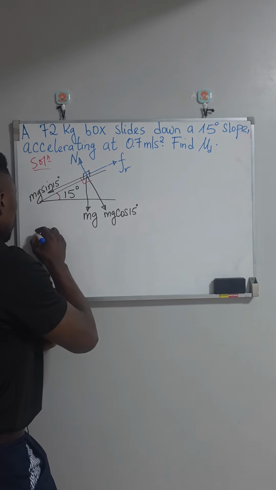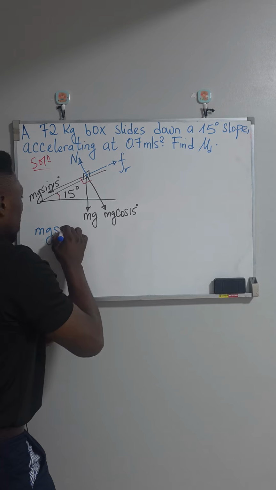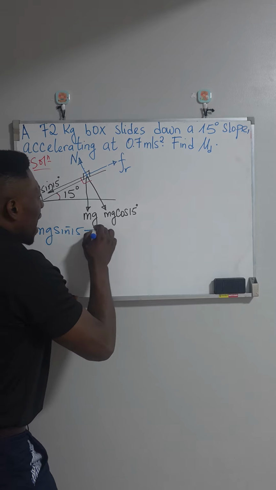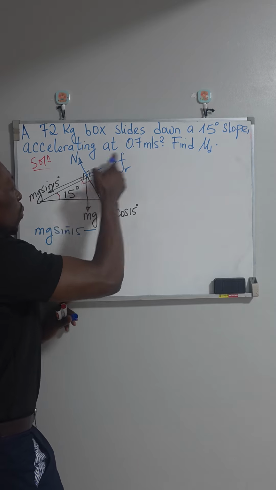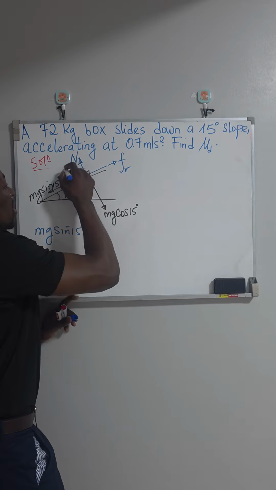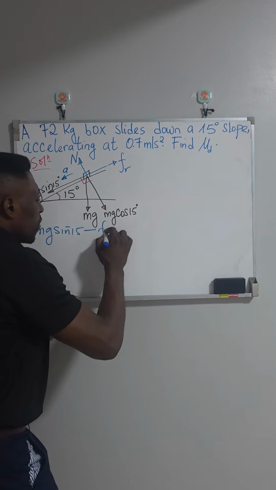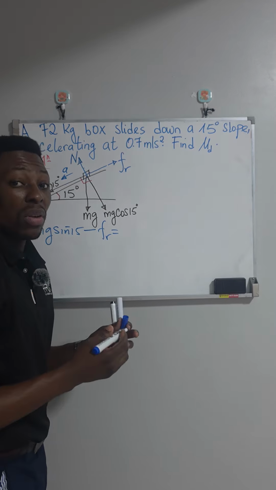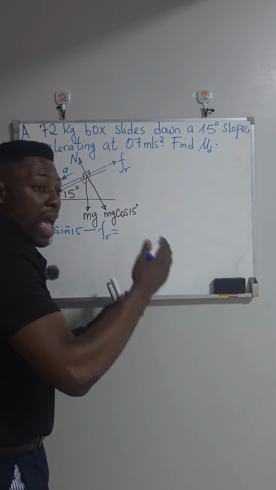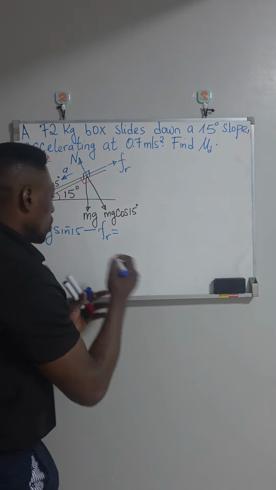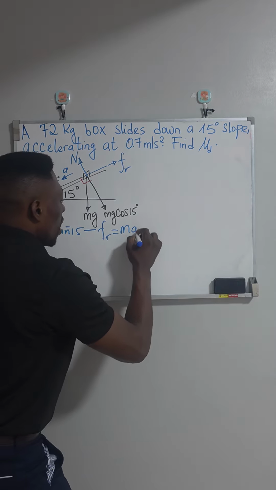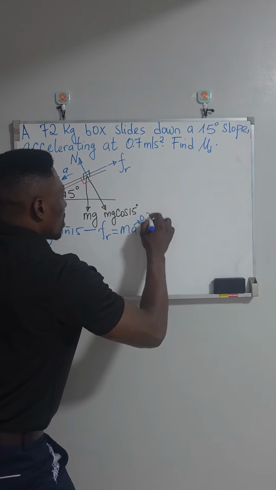So we will say mg sine 15 degrees minus, why minus? Because friction opposes the direction of motion, which is in this direction. So minus friction should give us, in accordance with the second law of Newton, F equals ma. So this should give us ma, where a now is 0.7.